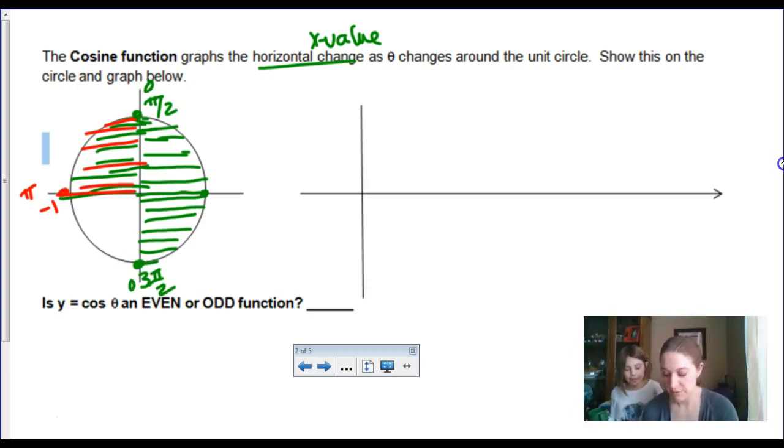So if I think about what's happening as far as the range of my function.